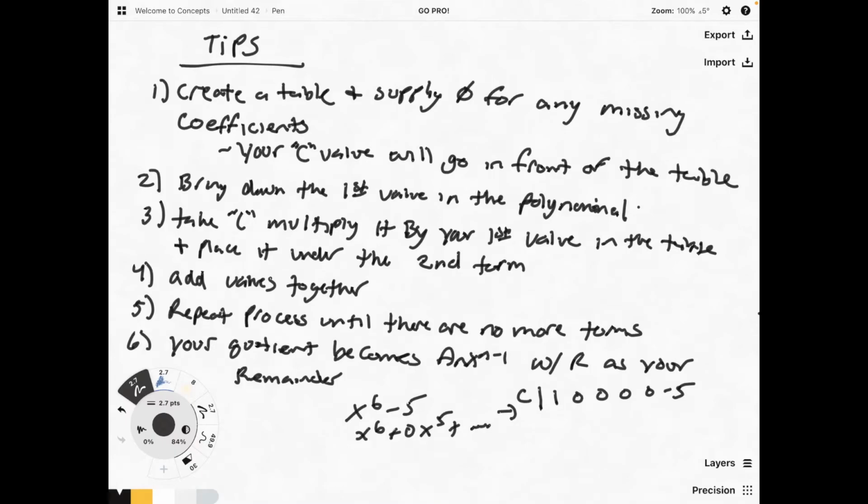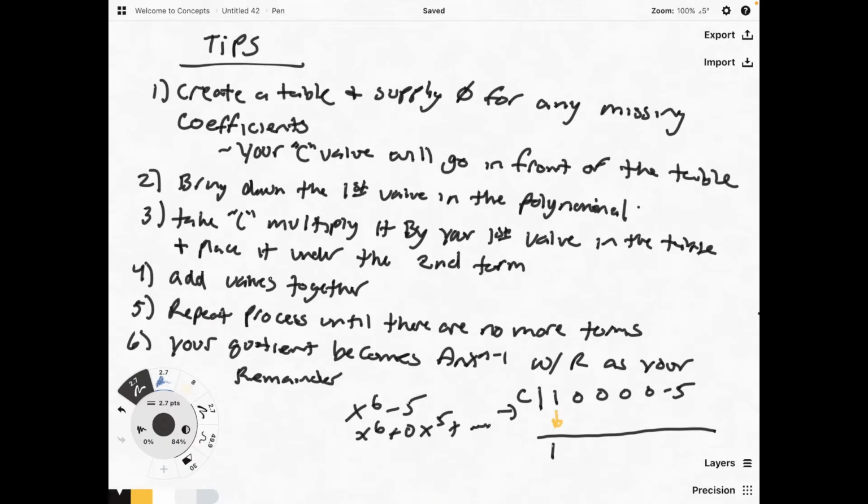Step 2 is you're going to bring down that first value in the polynomial. So you're going to just draw a line because we're going to have to still do the addition and subtraction step like we did in long division, but this is a lot simpler. So we bring down this first value, and this becomes a 1.